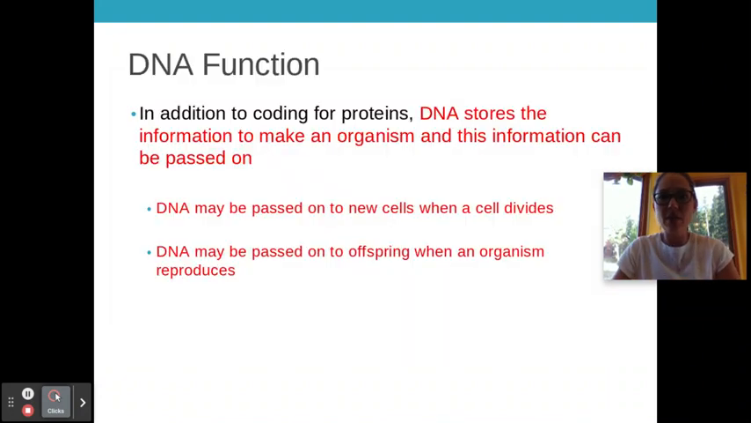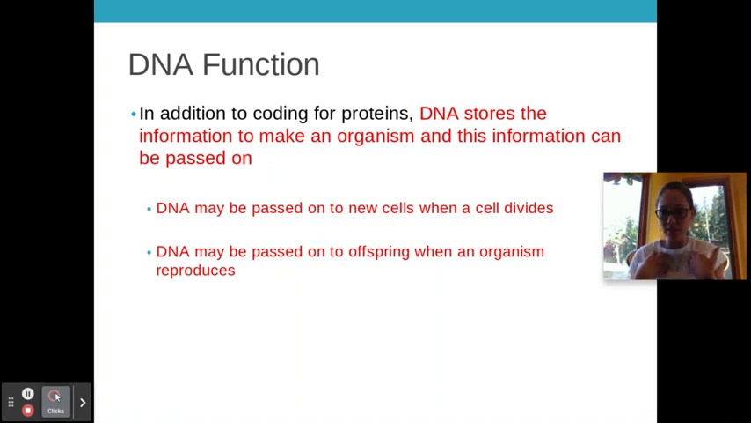And so the last thing about function is, in addition to coding proteins, DNA allows us to store the information to make an organism so that it can be passed on. Now, this is important because you are constantly making new cells all the time. When you get cut or cells are old, they need to be replaced. But we need to make sure that the new cells have the exact same DNA as the previous cells. And so we're going to talk about, well, how does that happen? How do we ensure that every cell has the same DNA? But that's a key thing, is that it allows us to pass on that genetic information.